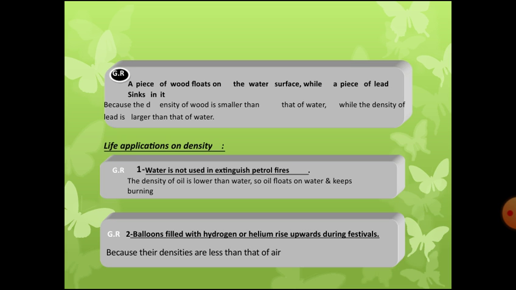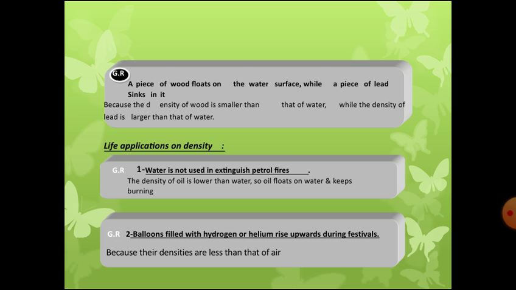So now we have an important question, which is called give reason. A piece of wood floats on the water surface while a piece of lead sinks in it. The answer: because the density of wood is smaller than water, while the density of lead is larger than water.